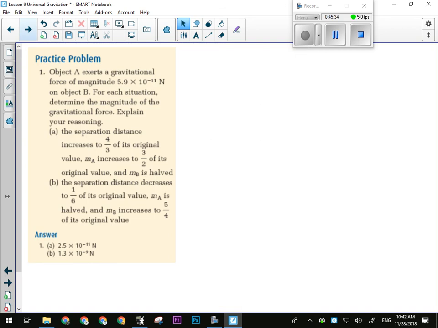Number 1 here, similar idea. They're saying you got these 2 objects here, and they exert a certain amount of gravitational force. They increase the separation distance to 4 over 3 of its original value, and increase 3 over 2, separation distance of its original value. Mass A increases 1.5 times, and mass B is halved. So we have more separation distance, and we have more mass. Which one is this going to be, more or less force? Less. We're going to have less force. Yes, we increased the separation distance, not by as much as we increased the mass, but this has a bigger effect. That's all that question is asking you to be able to do. We're not looking for an actual number here, just to be able to understand that in our heads.